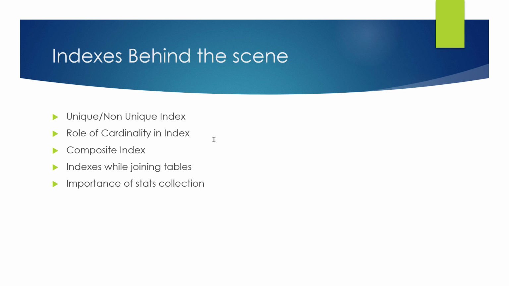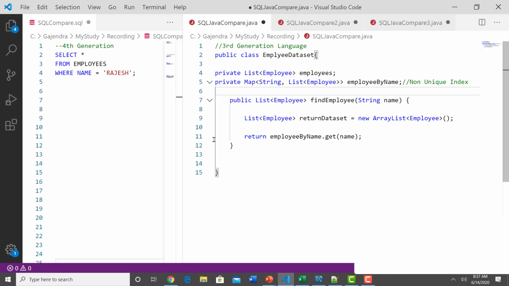Alright, so for today's session, we are going to cover unique and non-unique indexes first. Then we'll talk about the role of cardinality in indexes. Then we'll talk about the composite index, and then how the indexes are used when multiple tables are being joined. And at the end, I'm going to cover the importance of stats collection in database query tuning. Alright, so let's get started.